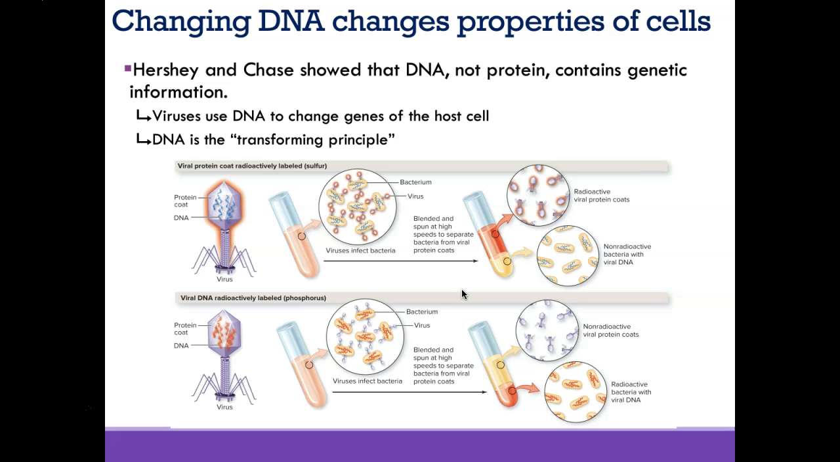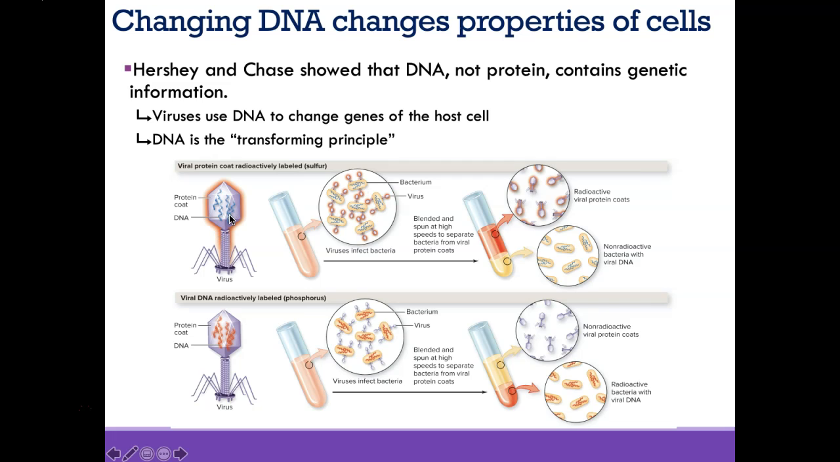Hershey and Chase, some years later, were able to figure this out. So it was in the 50s where Hershey and Chase showed that it was DNA and not protein that contained genetic information. And they did a very simple experiment in order to illustrate this. So they used E. coli, which is a type of bacteria, for their experiment, and they used a special kind of virus called a bacteriophage that can only infect bacteria. So this is a virus that infects bacteria.